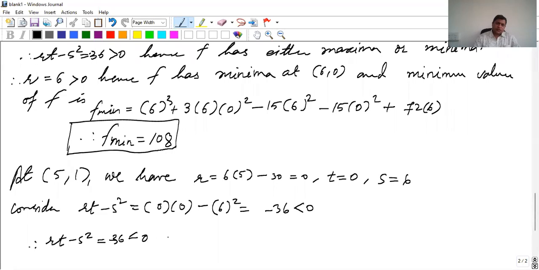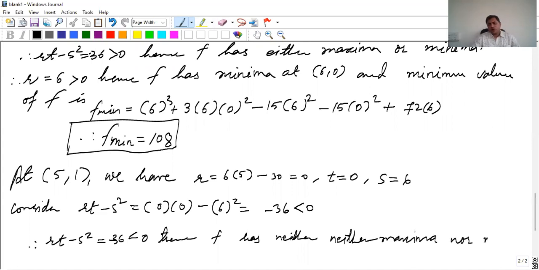Which is less than 0, hence f has neither maxima nor minima.